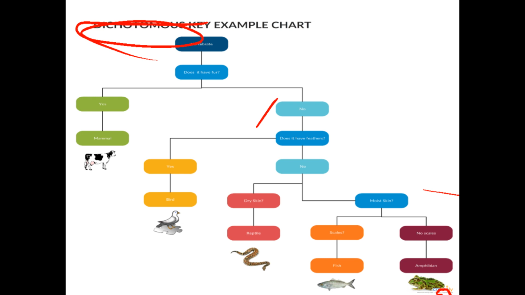But if the answer is no, we will ask another question about the skin. If dry skin, then it is a reptile. But if the skin is moist, we will see, does that moist skin have scales on it? If the answer is yes, it is a fish. If no scales but moist skin, then it will be amphibians.